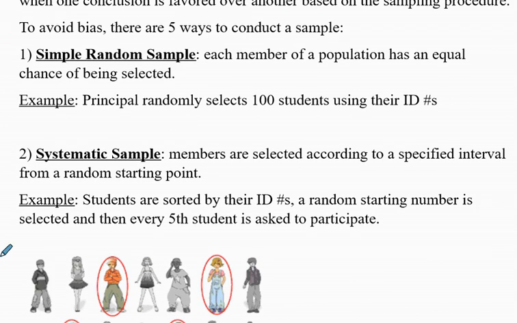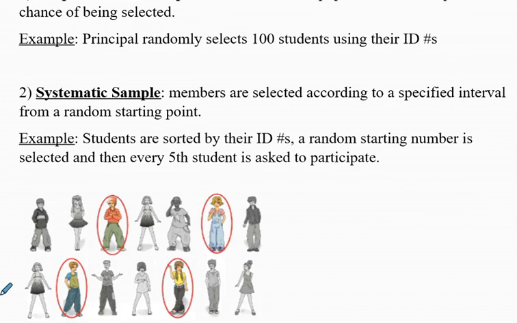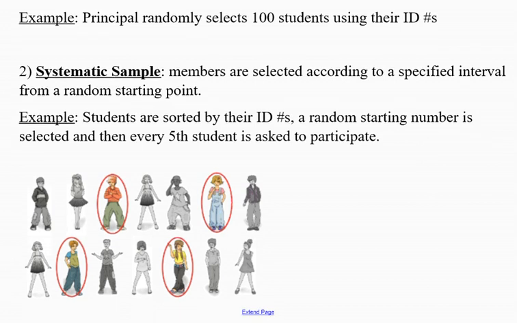A systematic sample is when members are selected according to a specified interval from a random starting point. For example, maybe students are sorted by their ID numbers, a random starting number is selected, and then every fifth student is asked to participate after that. Everyone has a student ID number. You randomly pick a number, maybe the number 120, and then you sample every fifth. So you will sample the student with ID number 125, and 130, and 135, and all the way through until you have as many as you would like for your study.